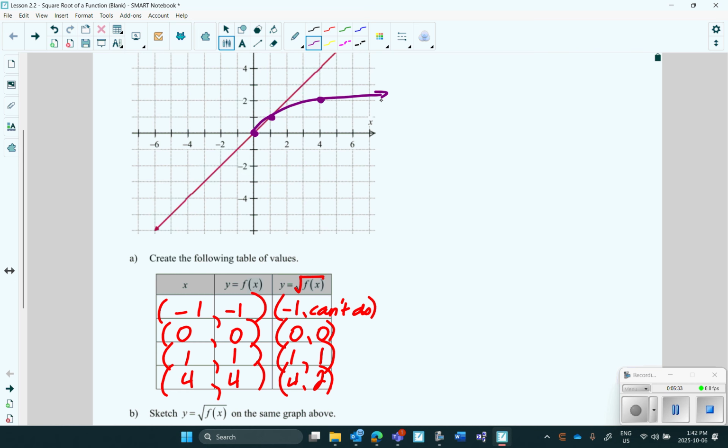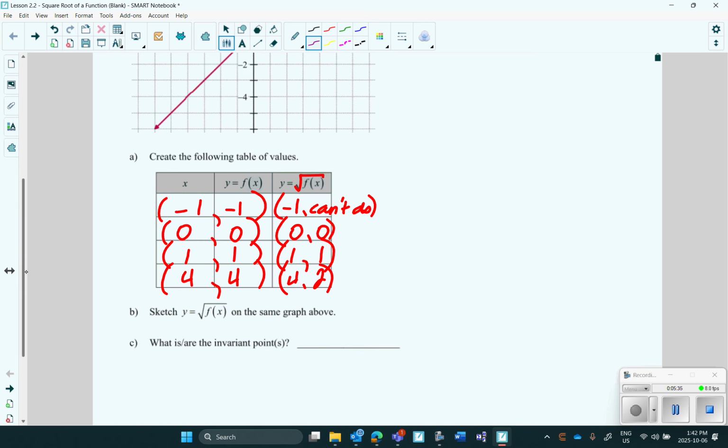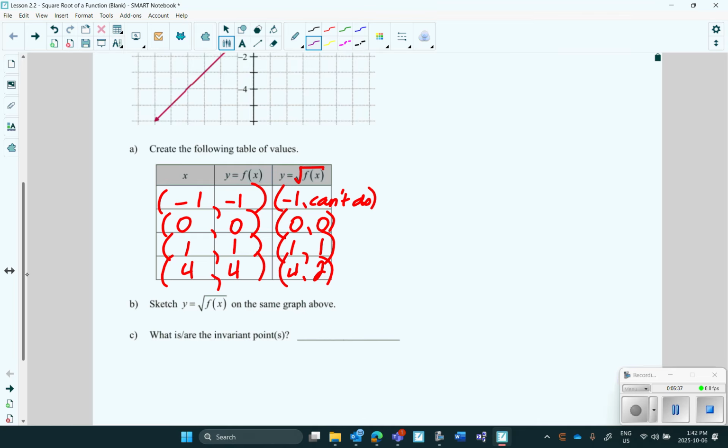What are the invariant points for this one? 0, 0 and 1, 1. Okay.